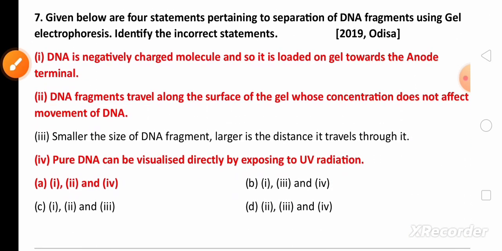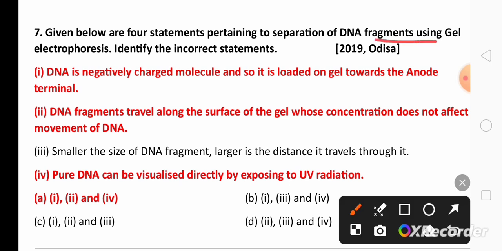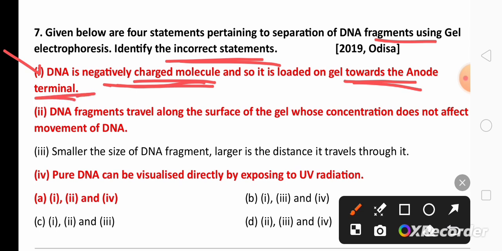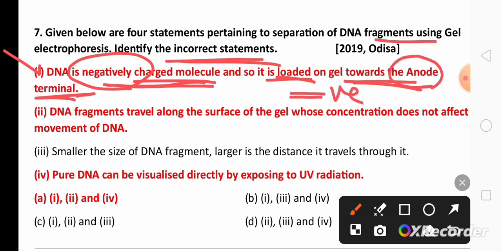Given below are four statements pertaining to the separation of DNA fragments using gel electrophoresis. Identify the incorrect statement. The incorrect statements are: DNA is negatively charged, right, and so it is loaded on the gel towards the anode terminal. No. As the DNA is negatively charged, it is loaded at the negative terminal so that it can migrate towards the anode. DNA fragments travel along the surface of the gel whose concentration does not affect the movement of DNA. No, the concentration of the agarose gel definitely affects the movement of DNA. This is also an incorrect statement.